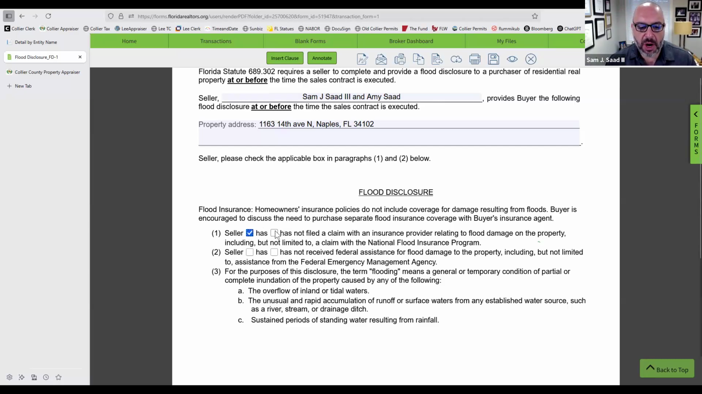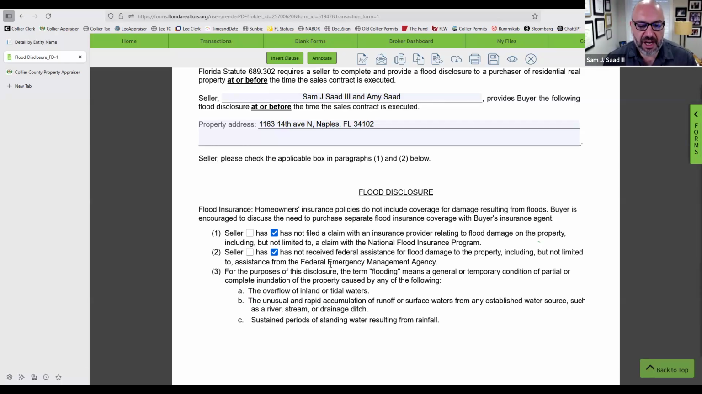Seller has or has not filed a claim with an insurance provider related to flood damage on the property. I have not, so we're going to check has not. And my second question, seller has or has not received federal assistance for flood damage to the property, including from FEMA. And flood is specifically defined as the overflow of inland or tidal waters, the unusual and rapid accumulation of runoff, or sustained periods of standing water resulting from rainfall. What is not said here?